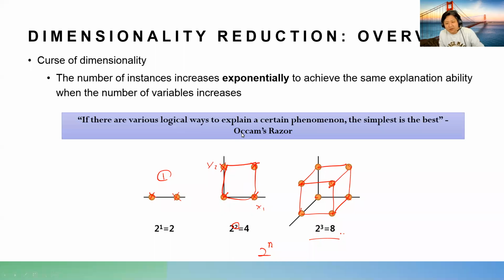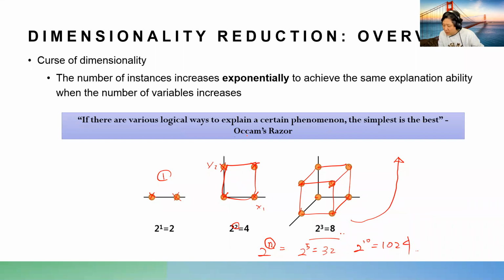Okay, right. So if we increase our number of predictors, the data space increases exponentially. For example, if you have 5 variables, the data space will be 32 different data points. If you have 10 variables, I think it's 1024, right? So the data space increases exponentially, right?